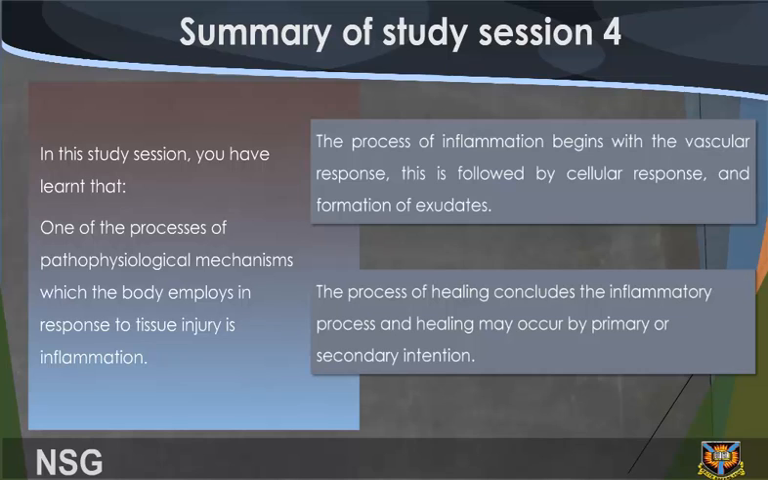Summary. In this study session, you have learned that one of the pathophysiological mechanisms which the body employs in response to tissue injury is inflammation. The process of inflammation begins with a vascular response. This is followed by cellular response and formation of exudates. The process of healing concludes the inflammatory process, and healing may occur by primary or secondary intention.